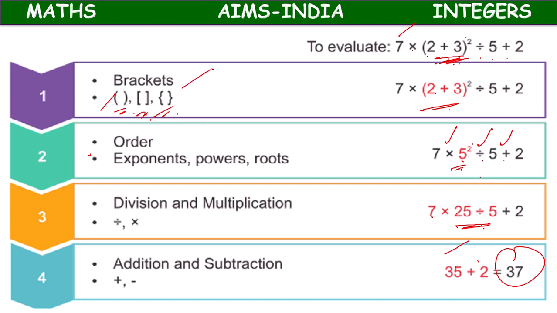So first brackets we have to do. Next order, or of. Otherwise exponents, powers, roots that we have to simplify first. Then division, multiplication, then addition, subtraction. Like that, these rules we have to follow while solving numerical expressions with multiple mathematical operations.